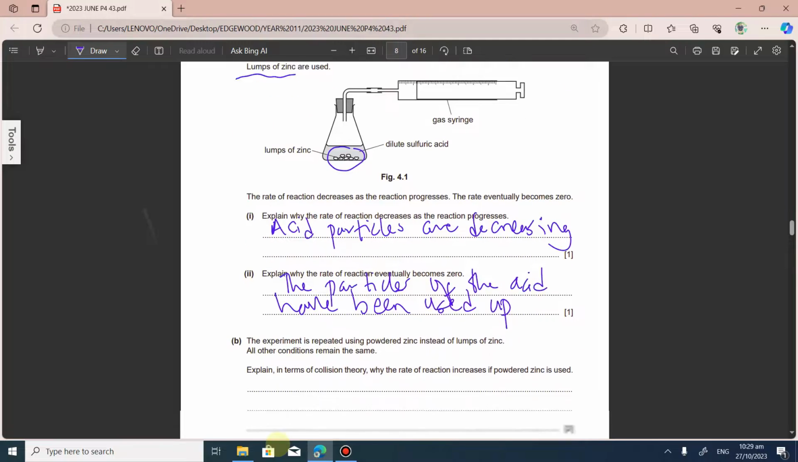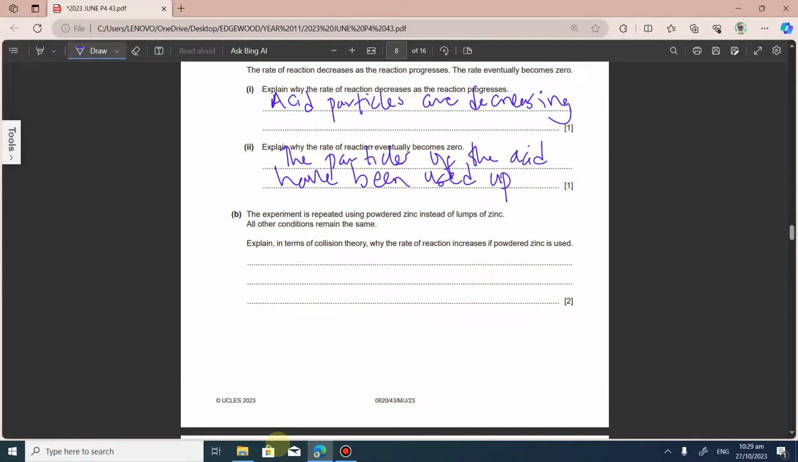to increase the rate. The experiment is repeated using powdered zinc instead of the lumps of zinc. All other conditions remain the same. So explain in terms of collision theory why the rate of reaction increases if powdered zinc is used. Now we are moving from lumps of zinc to powdered zinc. Now what does that mean?